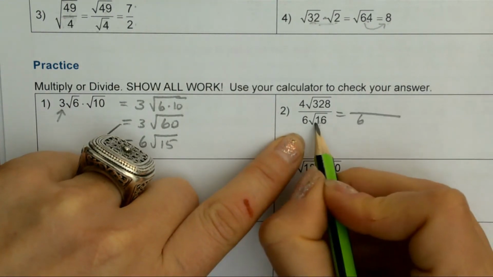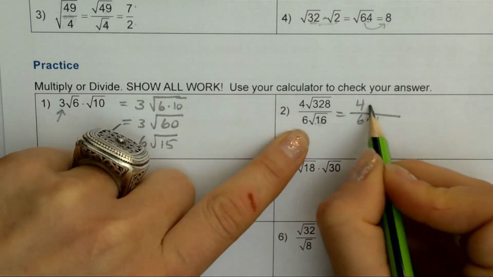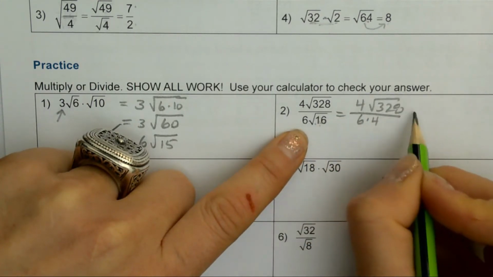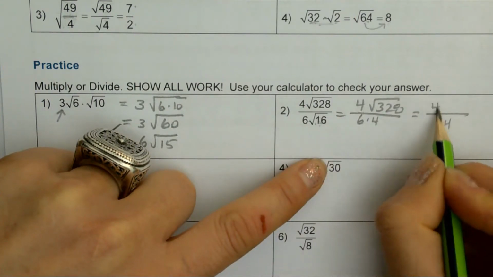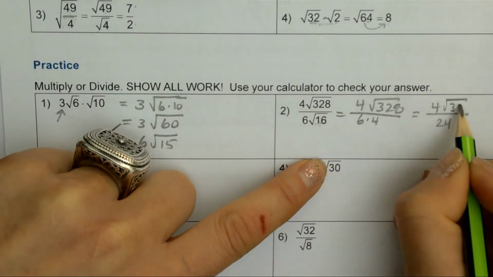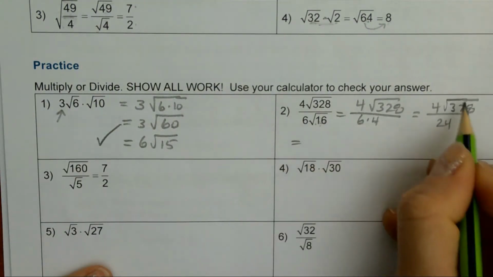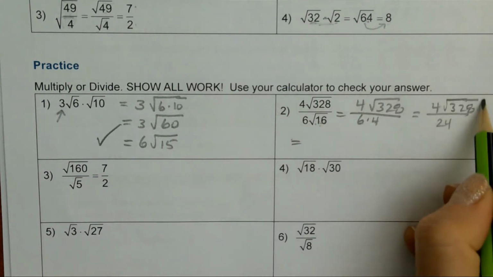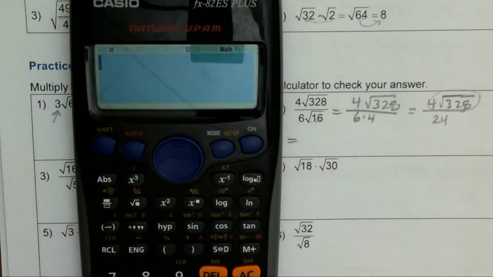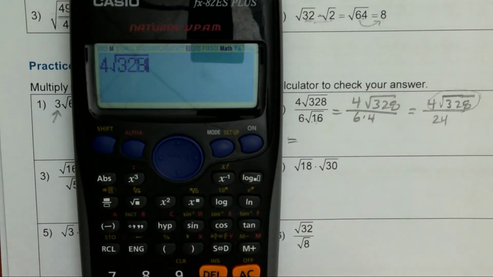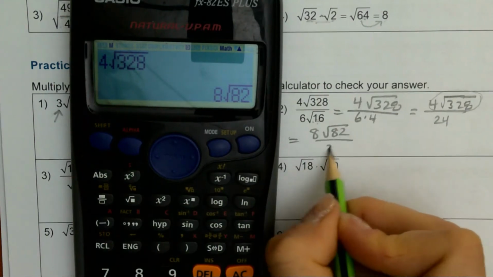6 times the square root of 16, which is 4. And then let's copy the rest up here. And 4 times 6 is 24, and there's a 4 root 328. Okay, so we've simplified the bottom a bit. I'm just going to write it down here. Can we simplify the top? Yeah, let's check. 4 root 328. That's 8 root 82 over 24.